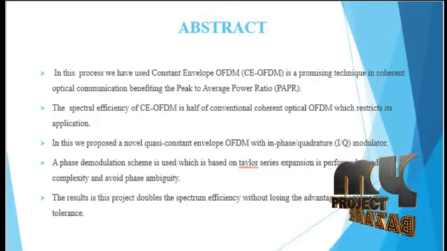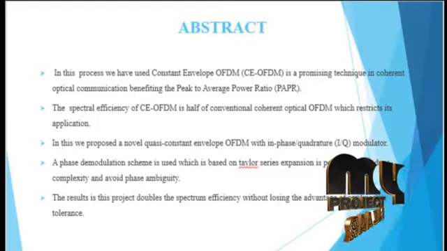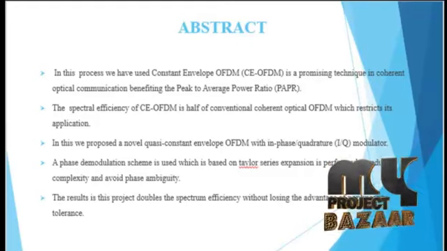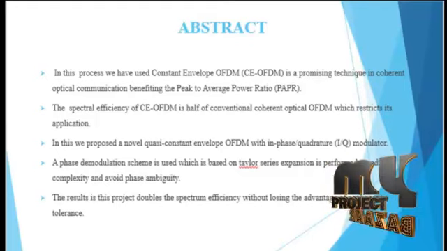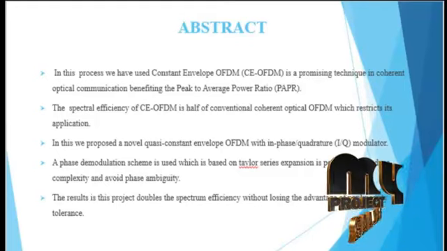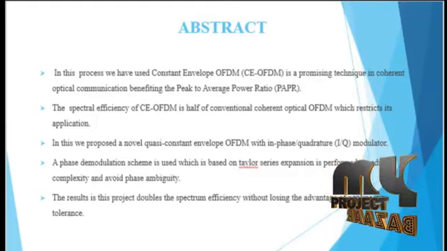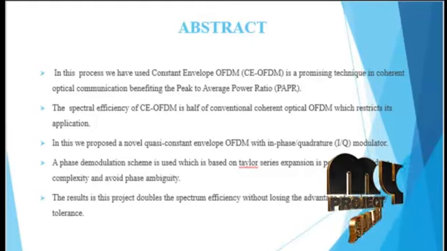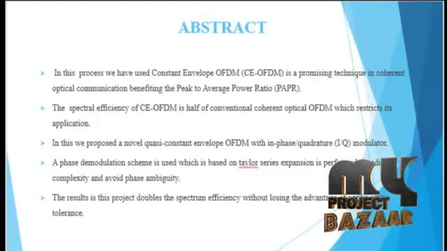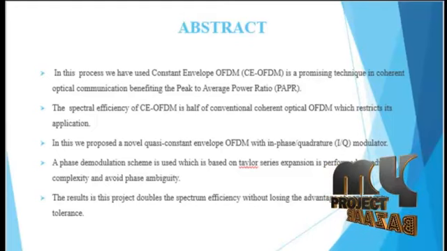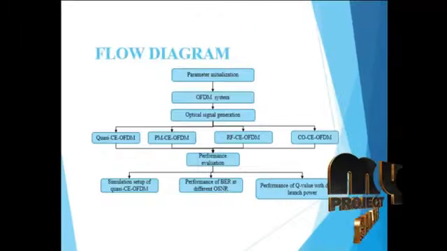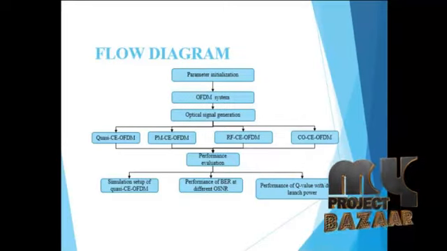A phase demodulation scheme is used, which is based on Taylor series expansion, and it is performed to reduce complexity and avoid phase ambiguity. The result of this project doubles the spectrum efficiency by using quasi-CE-OFDM without losing the advantage of nonlinearity tolerance. We are going to discuss the flow diagram of this project.